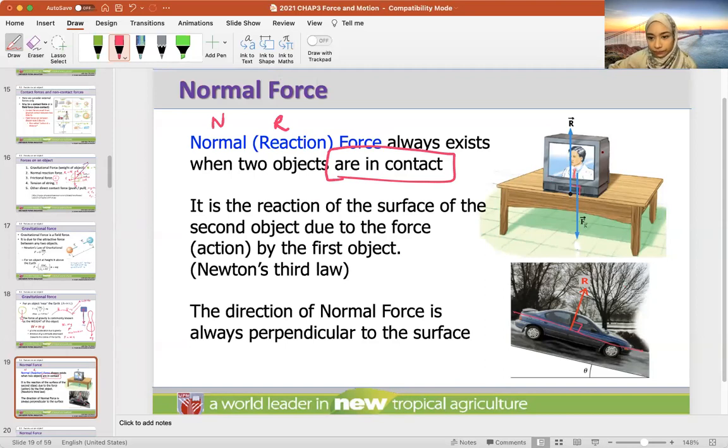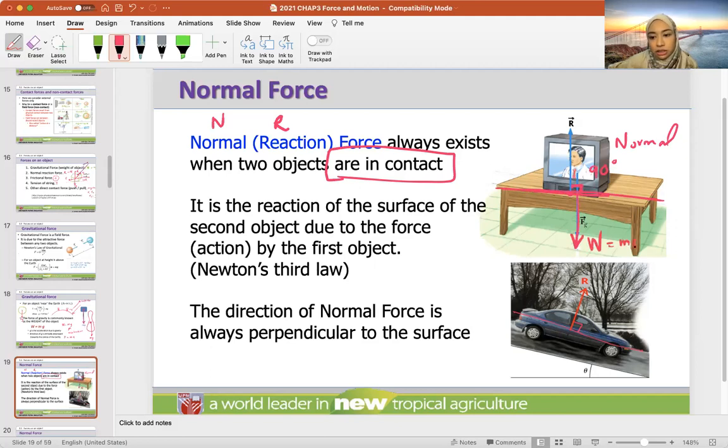Okay, let's see. So this is a TV on a table. The reaction force is perpendicular to the surface. What is perpendicular? Perpendicular means it's 90 degrees. This is also known as normal. Sebab tu nama dia normal. Sebab dia 90 degrees to the surface. So this is your reaction force and this is your weight. Ataupun weight TV ni lah.